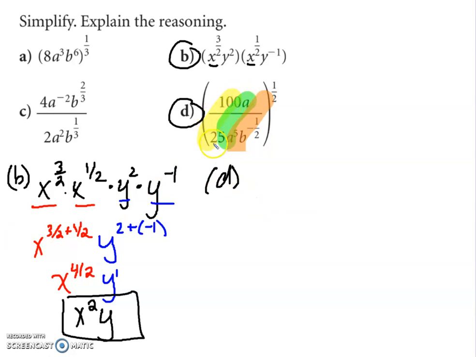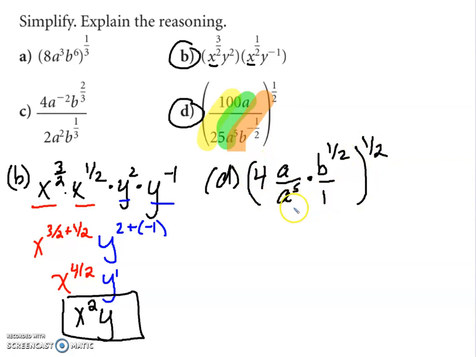So 100 divided by 25, that's 4. And then we have A divided by A to the 5. And then I'm just going to rewrite B to the negative 1/2. Well, to eliminate that negative, I could actually put B in the numerator to the 1/2. I'll just keep it over 1 there. And this is all raised to the 1/2. So I'm going to divide these out. So we're going to end up with A to the 1 minus A to the 5. And then we still have B to the 1/2 here, all raised to the 1/2.